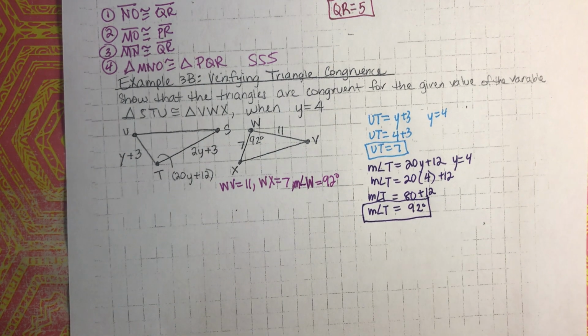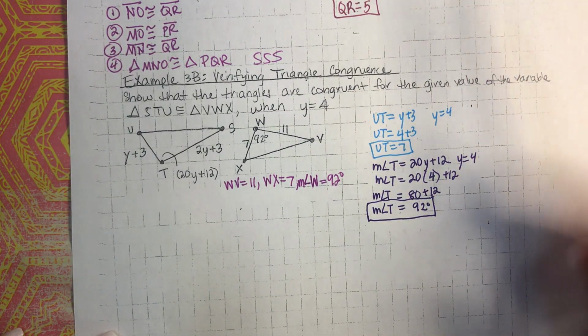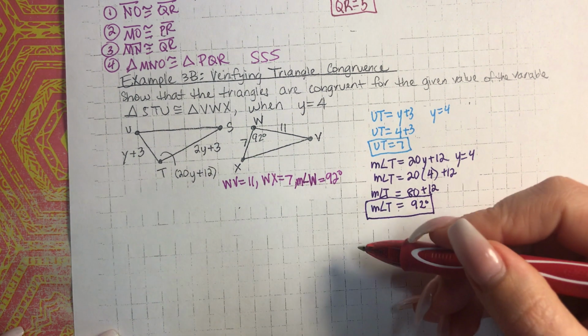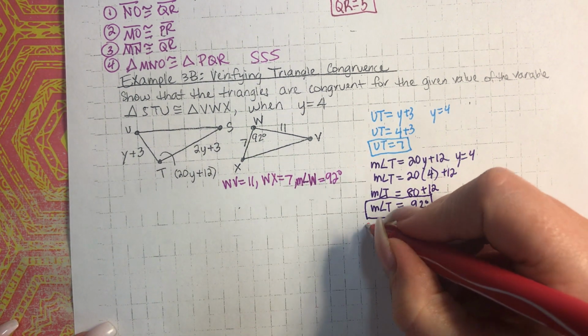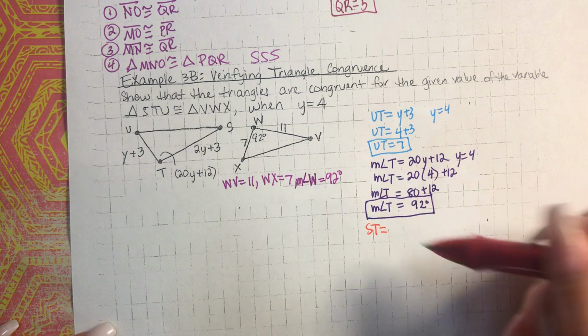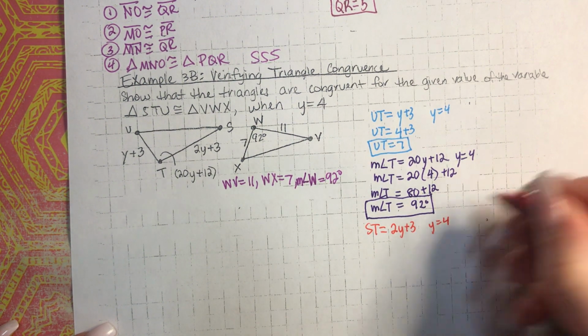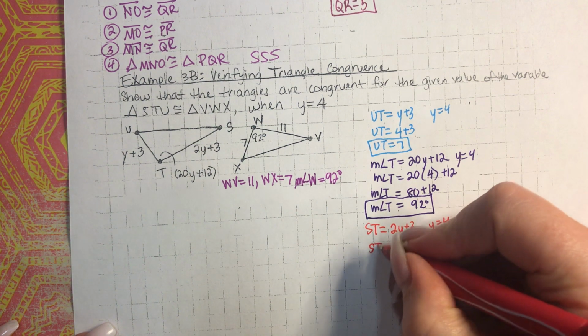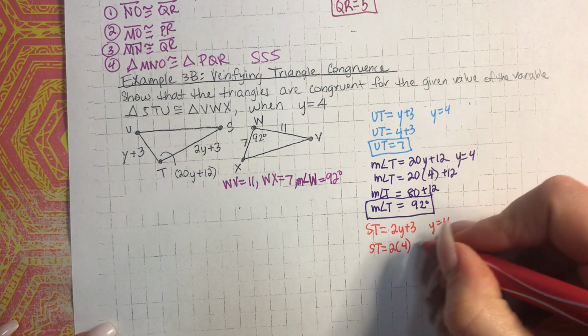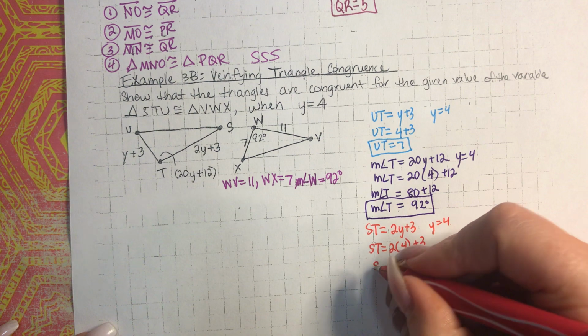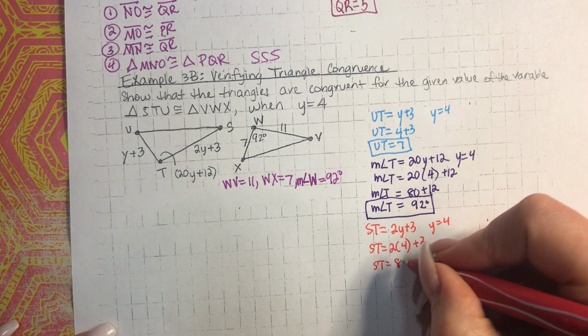And lastly, we need to determine what ST is. So ST is equal to 2y plus 3, and y equals 4. So we substitute that in. Two times 4 is 8.